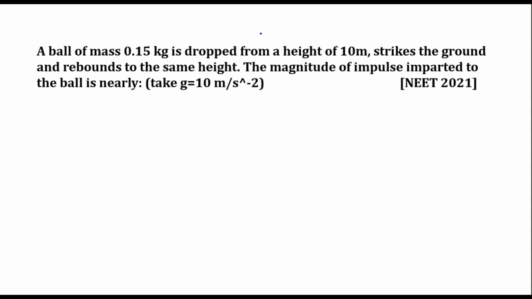A ball of mass 0.1 kg is dropped from a height of 10 meter, strikes the ground and rebounds to the same height. If this ball is reaching the same height after collision, it means there is no loss of energy here. Then this is a kind of elastic collision. We have to find out the magnitude of impulse imparted to the ball. So let's say this is the ball and it falls from a height to the ground. The height is 10 meter.